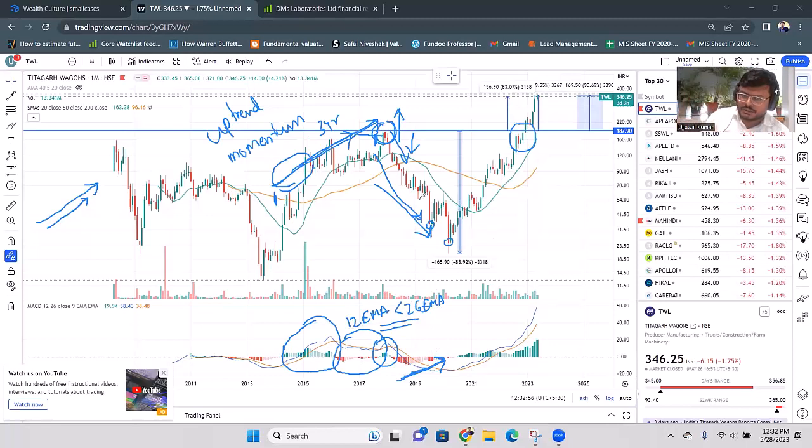So this is your convergence. This is your convergence, and this is your divergence. So what we are seeing here is that as the stock makes a lower low, the selling pressure is reducing, and hence that's your point for a crossover. And then from here, there is a reversal.